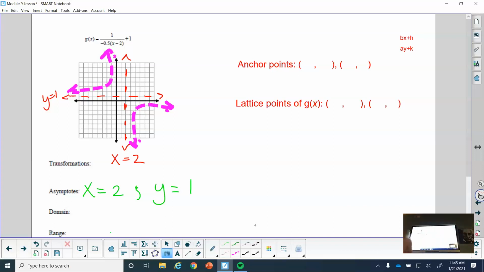Okay, and then back to our domain. Negative infinity to a 2, pick it up where I left off. And then your range is going to be negative infinity to 1, pick up where you left off.